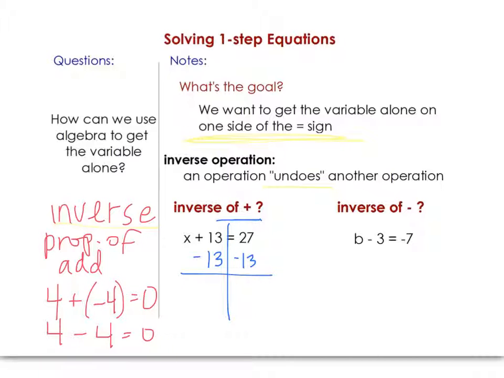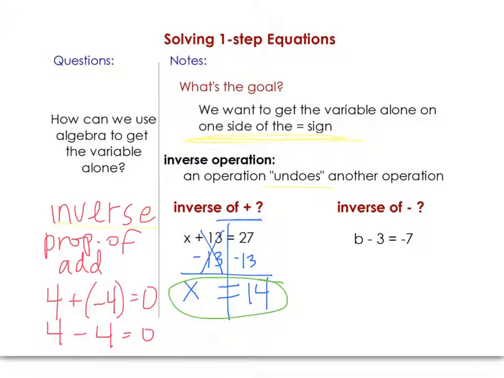Well, positive 13 minus 13 crosses off. All I'm left with is that x. I get x equals, what's 27 minus 13? x equals 14. And that is my answer.